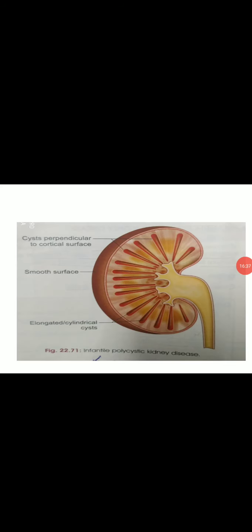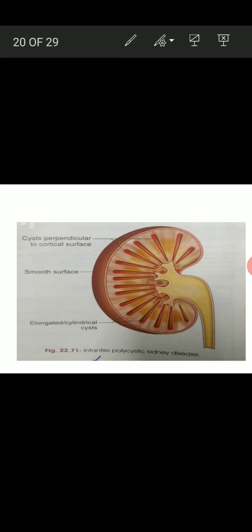The picture shows infantile polycystic kidney disease, where the kidney is enlarged but has a smooth external surface. Unlike adult polycystic kidney disease, where the external surface has a lobulated appearance.